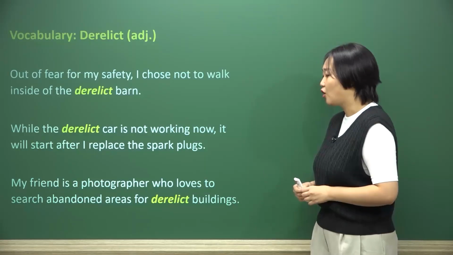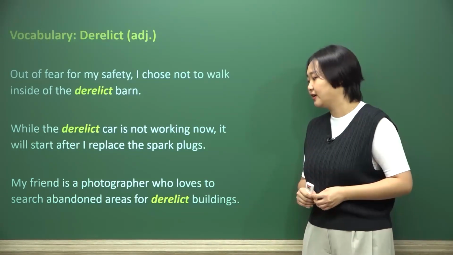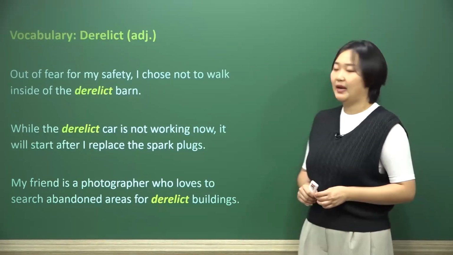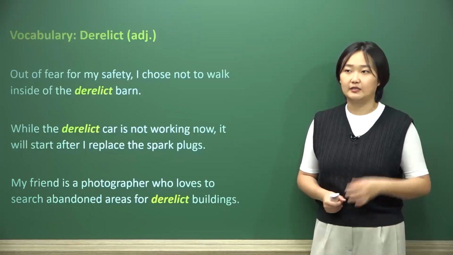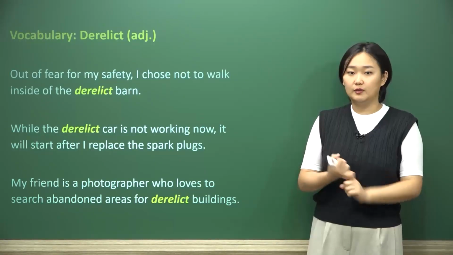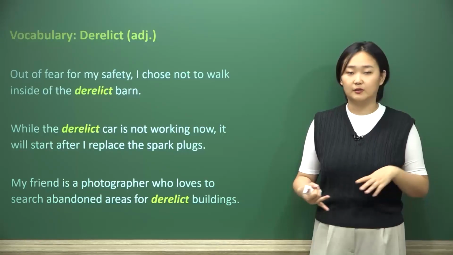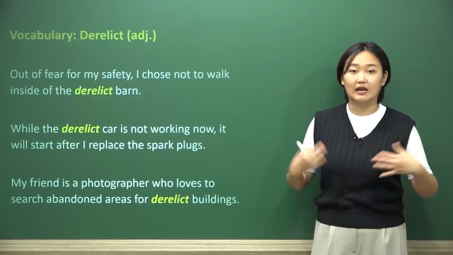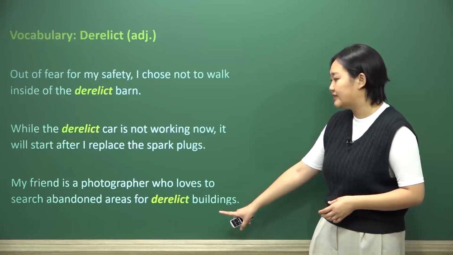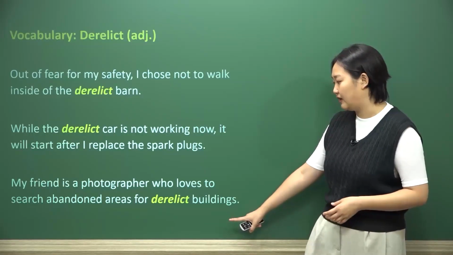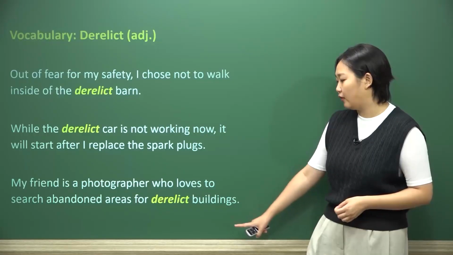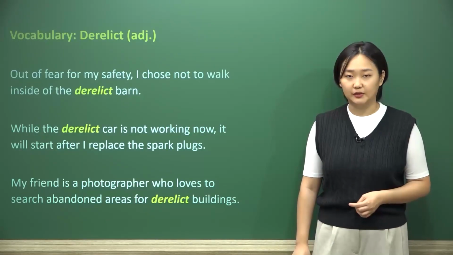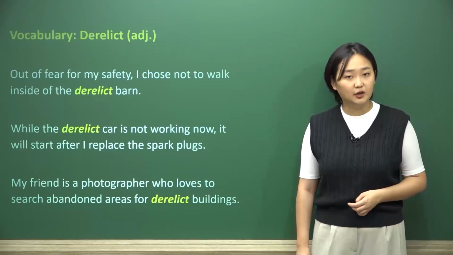And my friend is a photographer who loves to search abandoned areas for derelict buildings. So abandoned areas, we can say that this area probably used to be occupied by lots of different people. This could be entire ghost towns. This could be entire blocks of apartment buildings that have been cleared out. And so in these abandoned areas, this friend likes to go ahead and search for derelict buildings, buildings that were once owned by people, once occupied by people.